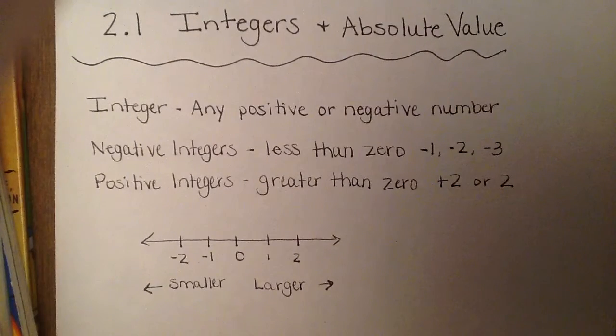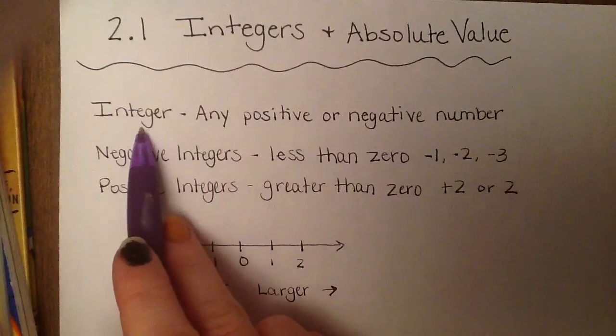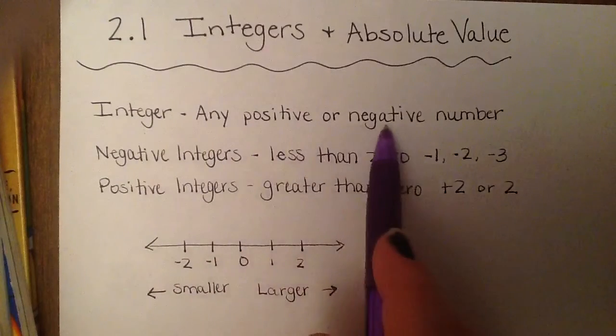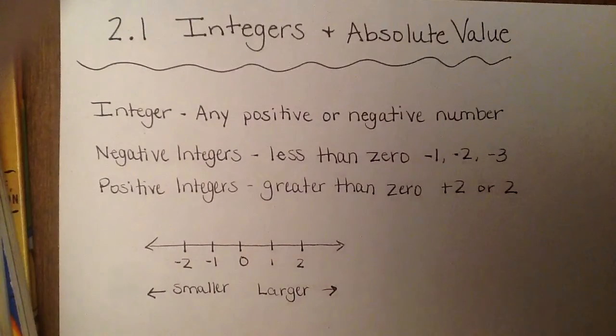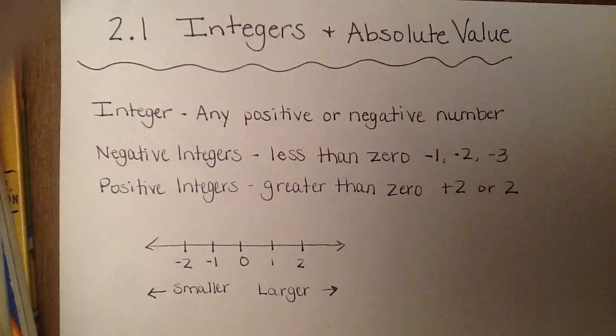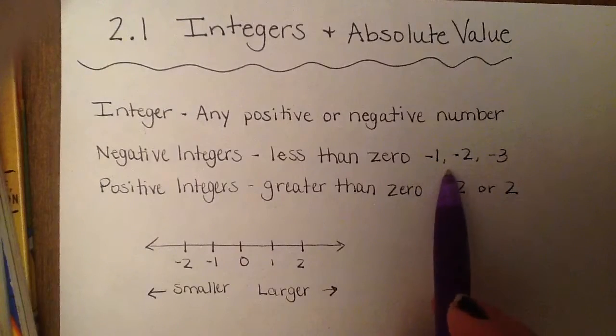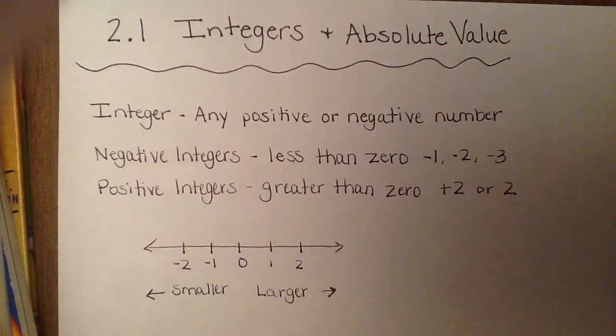Mathematicians, today we are going to begin Chapter 2, Section 2.1, looking at integers and absolute value. First of all, we have to talk about what this word integer refers to. Integers are any positive or negative number. Negative numbers are those that are less than 0. They have this negative sign out front, -1, -2, -3, and so on.